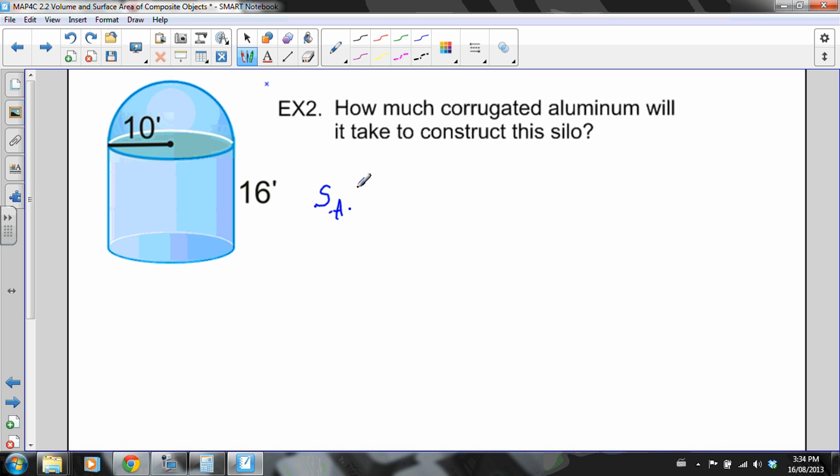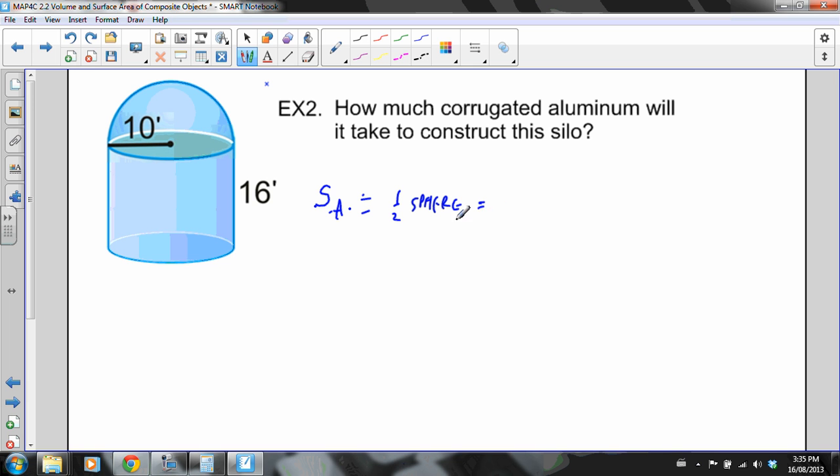Surface area. But what is it? Notice that we think of it as a cylinder and a half sphere here, but there's no roof on this. This has got to hold grain or whatever, and it's going to go up to the top. It's not like it's going to run into a roof here, nor do most silos have floors. So really, we just have the half sphere on the top, and then the curved part of the cylinder, right?